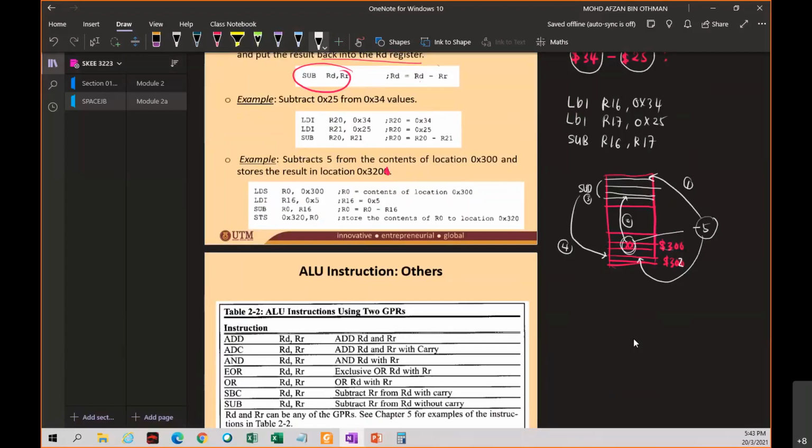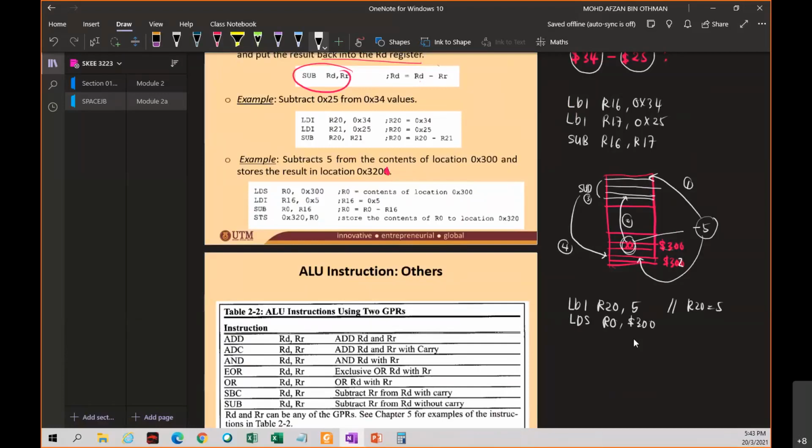Okay, so what we're going to do is first kita load dulu value 5 masuk ke kita punya register. So LDI R20 with 5. Okay, so what happen? R20 sama dengan 5. And then this one ya, 300 nak masuk dalam register, what instruction that you're going to use? Instruction apa kita nak pakai? LDS. So LDS R0, alamat 300.